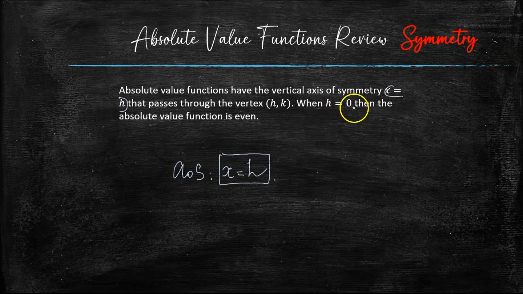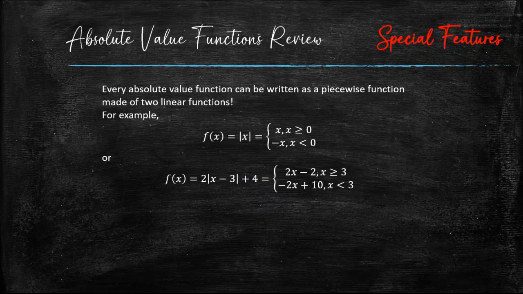And when h is equal to 0, then this is when we call the function even, because when h is equal to 0, your graph or your vertex will be on the y-axis, and then it will produce this symmetry, which we call even. Now, some special features of absolute value functions.